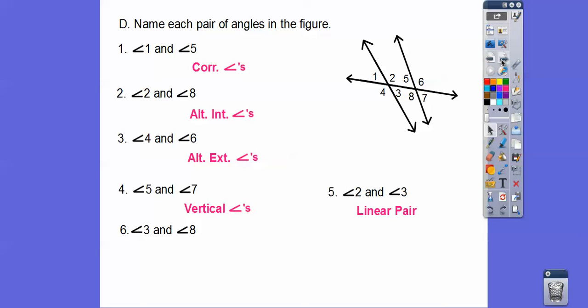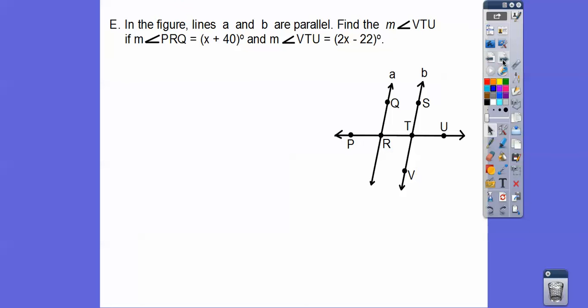Okay, and then 3 and 8. What are 3 and 8? 3 and 8 are same-sided interior angles, and since these lines aren't parallel, I don't know anything about those, okay? Okay, so in the figure, lines A and B are parallel.